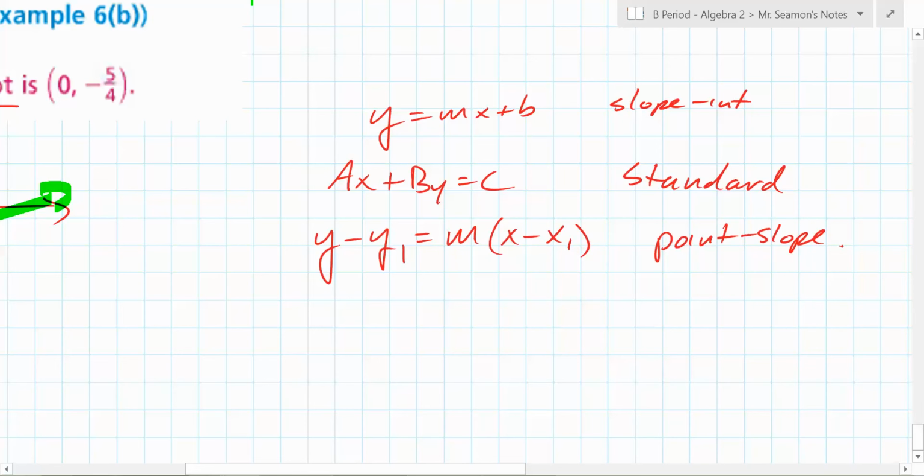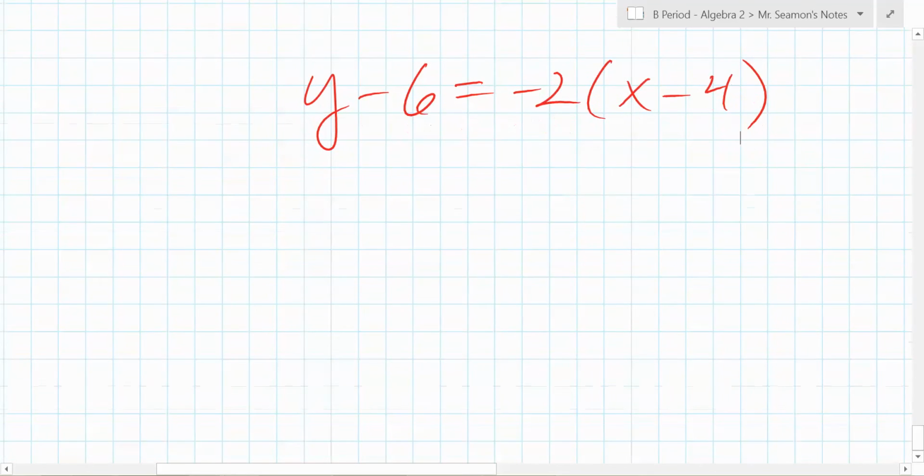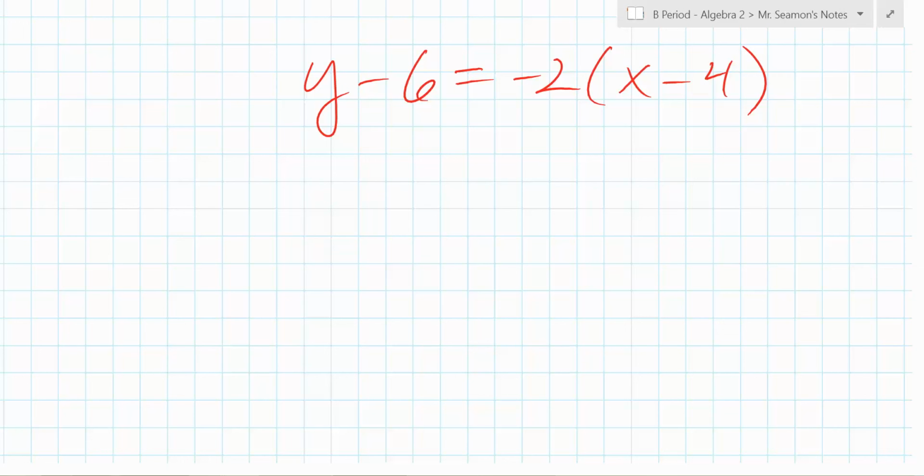If I don't say what form it needs to be in, you can stop at any one of these. Sometimes am I going to say write it in a specific form? Yes. Yes, Hannah. Let's just make one up here. So how about this? Ready? Y minus 6 is equal to negative 2 times x minus 4. And then you have to put it in what form? Number 3. Okay, so let's put it in standard form.